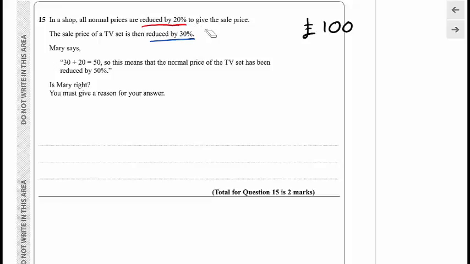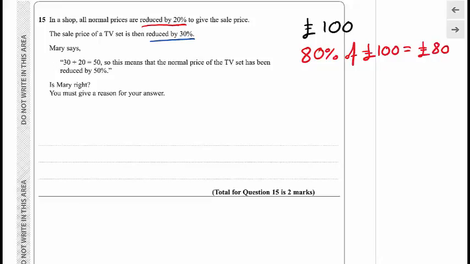So I start with the full price of the TV, £100. I then reduce that by 20%. How much am I going to be left with? Are you happy it's just going to be 80% of that original price? Because if I start with £100 and I reduce it by 20%, well, 20% of the £100 is £20. Reduce it by £20, I'm left with £80. In other words, that's the same as 80% of my £100 leaves me with my £80.